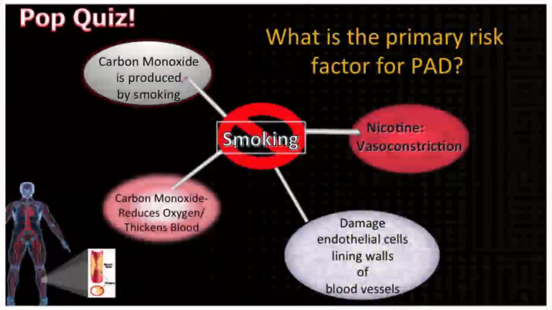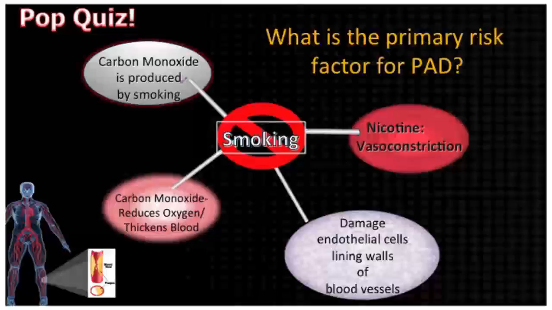So what is one of the primary risk factors for peripheral arterial disease? If you guess smoking, of course you're right. Smoking, obviously the nicotine causes vasoconstriction. It increases the carbon monoxide content in the blood. That carbon monoxide is produced by smoking, and that carbon monoxide reduces oxygen levels and thickens blood, which in turn damage the endothelial cells and the linings of the blood vessels.